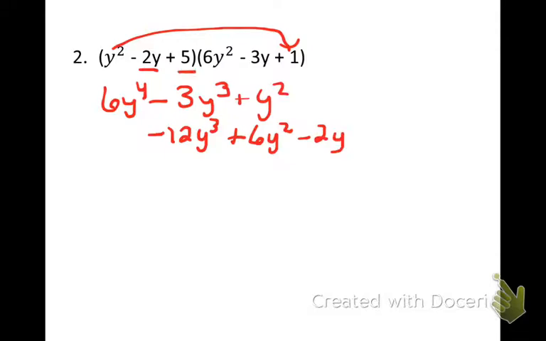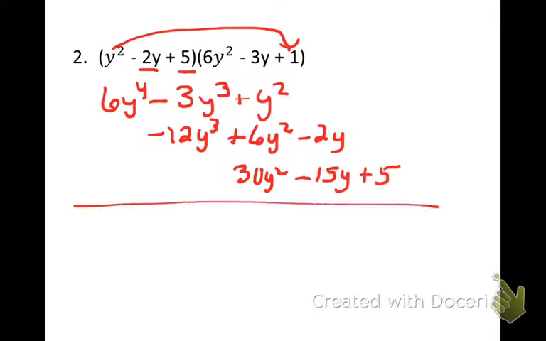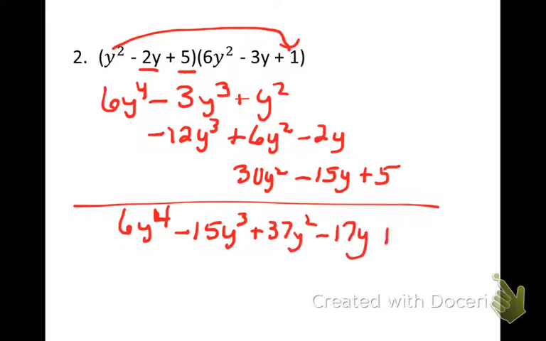Now I'm going to distribute my 5. 5 times 6y squared would be 30y squared. 5 times negative 3y would be minus 15y. And then plus 5. Now it's easy because I have them all lined up, so I get 6y to the fourth. Oops. Minus 15y to the third. Adding all these, I'm going to get plus 37y to the second. Minus 17y. Plus 5. So not necessarily hard, but kind of takes a while to do it and organize it all.